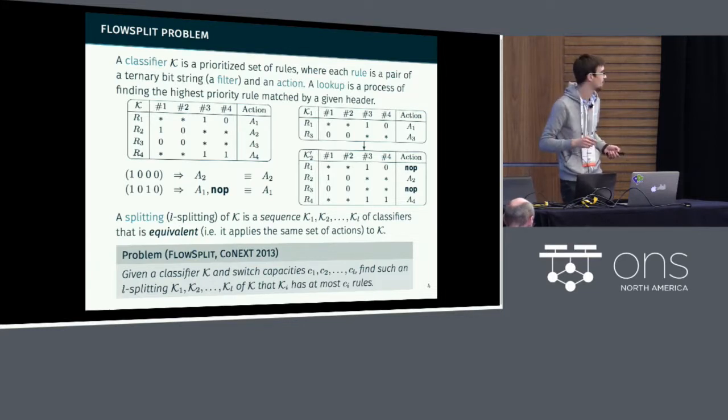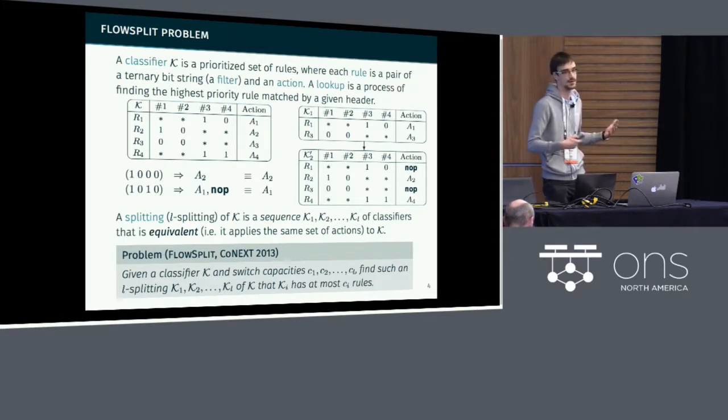To formally define the problem, I need a notion of a classifier, which is quite simple. It's just a prioritized set of rules where each rule consists of a pair of a term and a bit string, a filter that represents a matching pattern, and an action. What we want from our classifier is to perform a lookup on it, which is simply finding the highest priority rule that matches the given header.